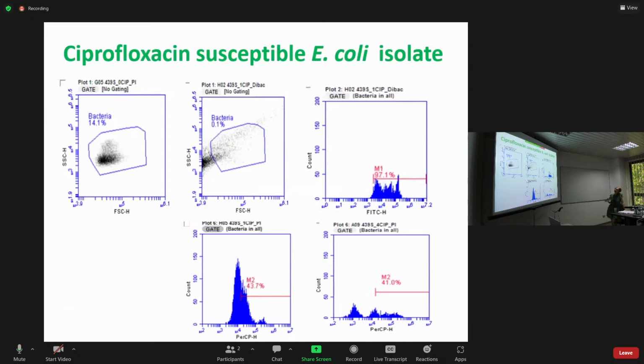And here is a ciprofloxacin susceptible E. coli isolate, and you can see the much higher percentages of fluorescence, particularly for DiBAC. But the total number of viable cells, you can see, is very, very low, because the majority of cells are dead. So here in this gate, you see that the percent of the viable population is very low.